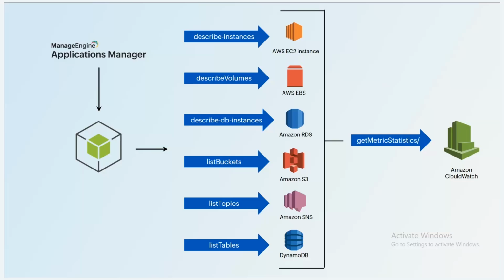Now in this diagram, we illustrate how APM fetches key performance metrics using AWS SDK and API calls. For every different service, Applications Manager uses API calls such as DescribeInstances for Elastic Compute Cloud, DescribeVolumes for EBS, DescribeDBInstances for Relational Database Service, ListBuckets for Simple Storage Service buckets, and ListTopics for SNS. Once we've gathered these details, we use the GetMetricStatistics API to process the metrics collected from CloudWatch. This ensures efficient monitoring and enables proactive troubleshooting for all your AWS resources.